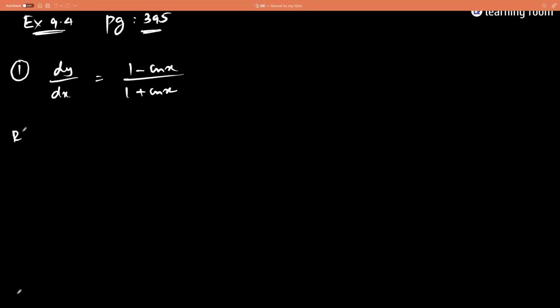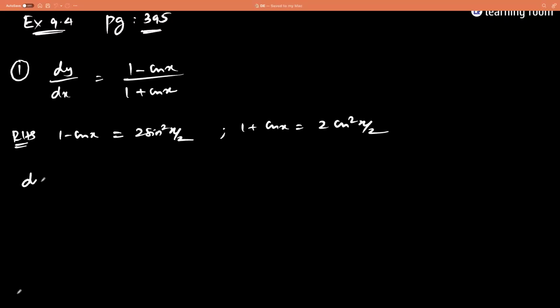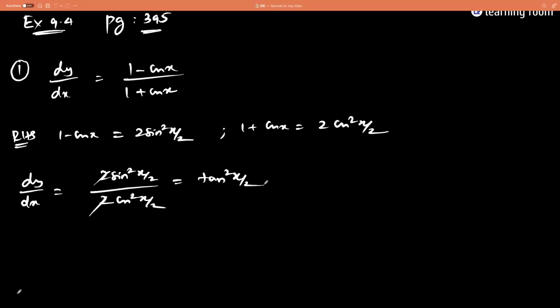If you take the RHS, then 1 minus cos x will be 2 sine square x by 2, and 1 plus cos x will be 2 cos square x by 2. Then dy by dx will be equal to 2 sine square x by 2 divided by 2 cos square x by 2. 2 and 2 will get cancelled. It will be tan square x by 2.